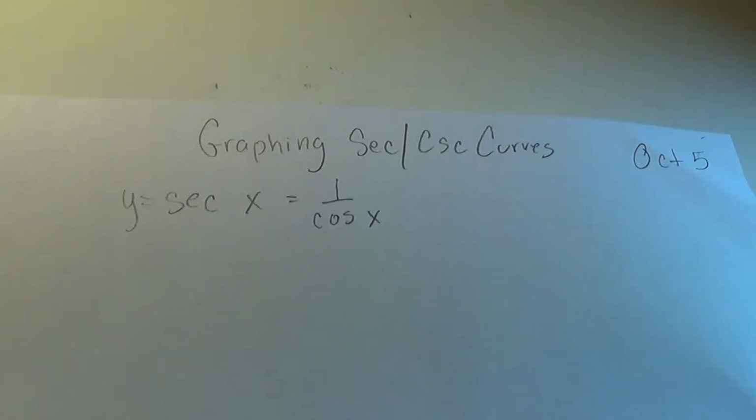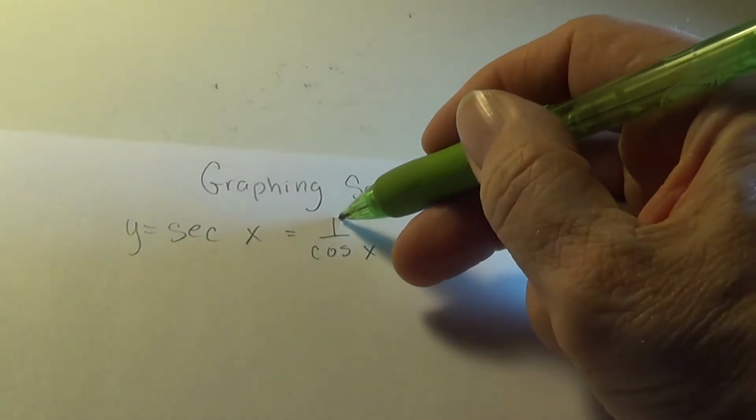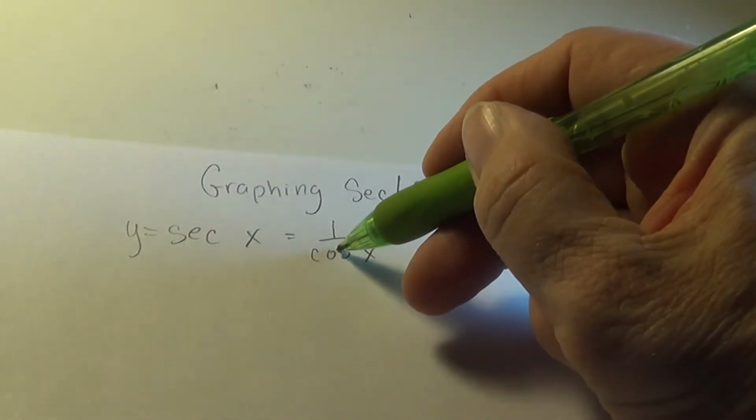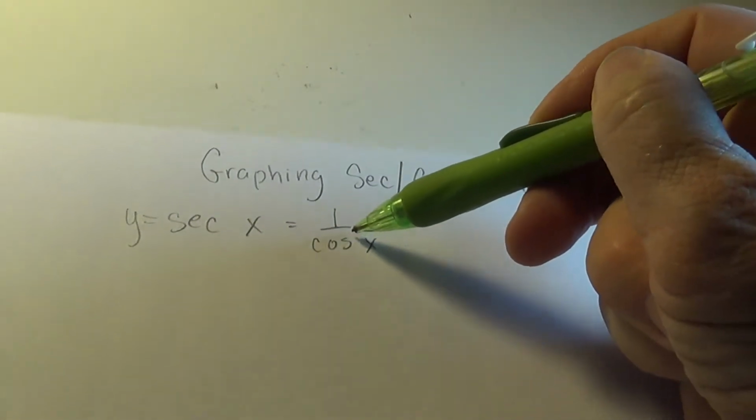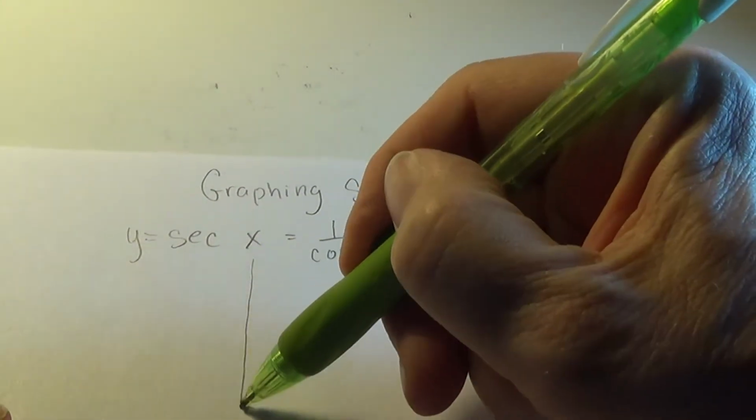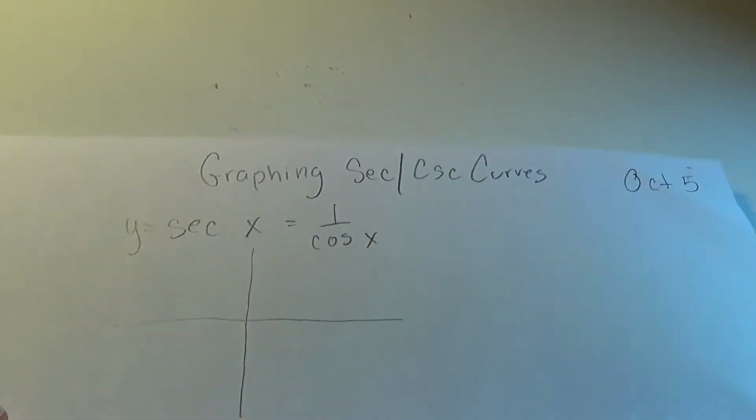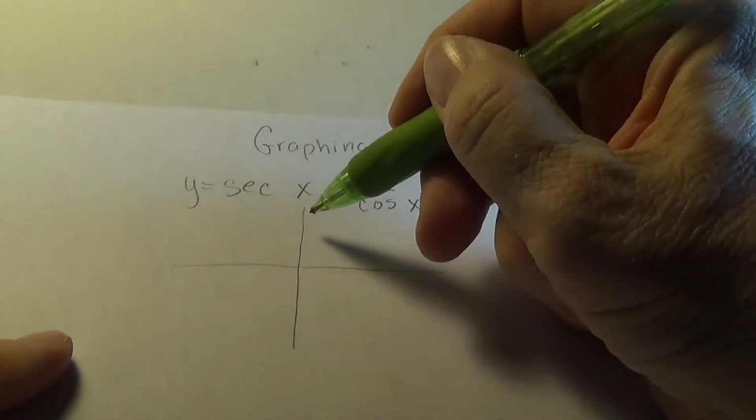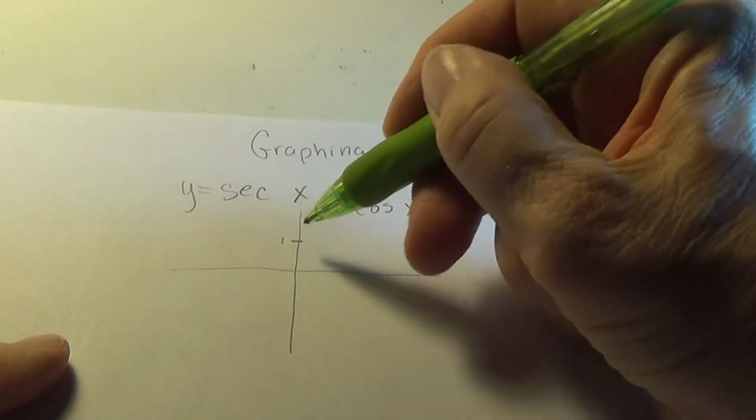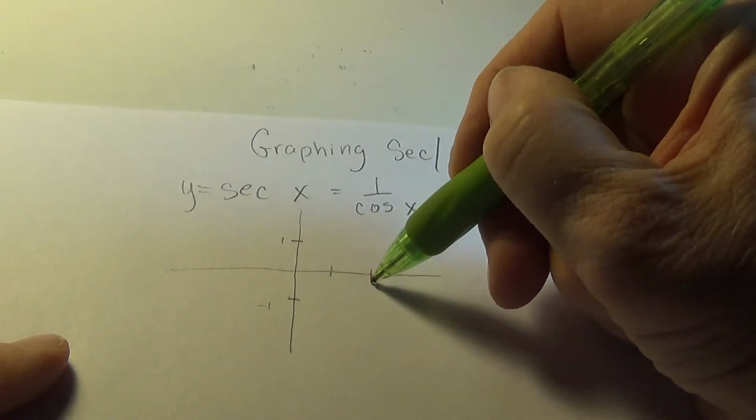1 over cosine x. So with that, recall wherever cosine is 0, it creates a 1 divided by 0, which cannot exist. So secant cannot exist wherever the cosine is 0. So my first step to graphing the secant is graphing the cosine. In order to do that, I am going to put these on the same graph. Say this goes up to 1 and down to -1, and cosine starts at the top.